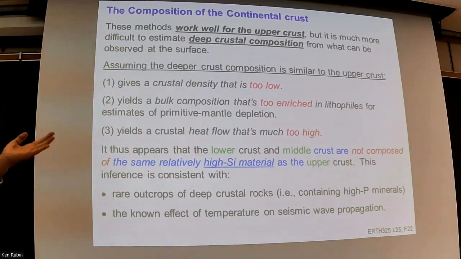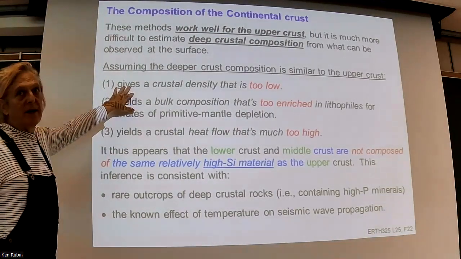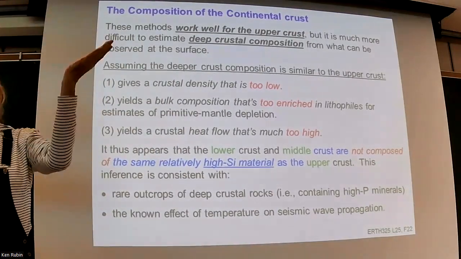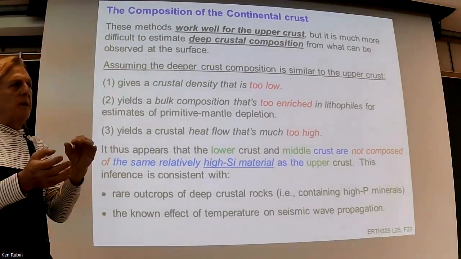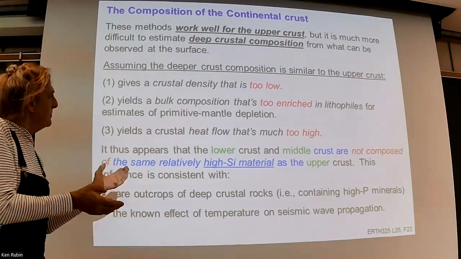what about the rest of the crust? That's the upper part of the crust, the part that we can sample. What about the middle crust and the lower crust? If we assume that the lower crust is made out of the same stuff as the upper crust, then we have some problems with that. The crustal density we calculate is way too low. The composition is too enriched in lithophiles, like too much stuff stripped off of the mantle to explain the compositions that we see in mid-ocean ridge basalts, which are coming from the mantle.